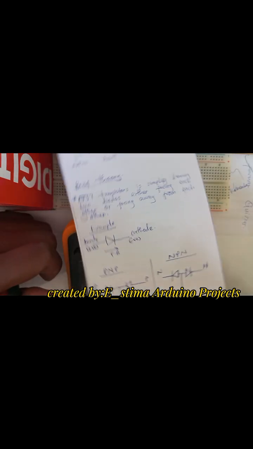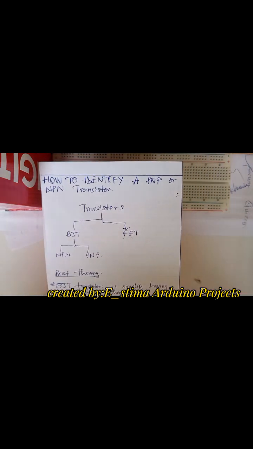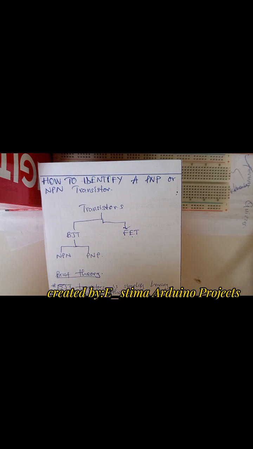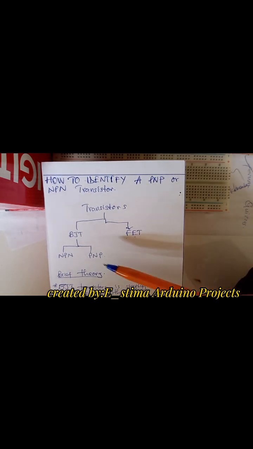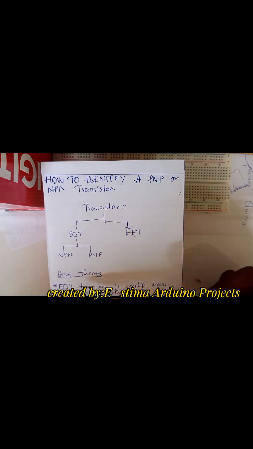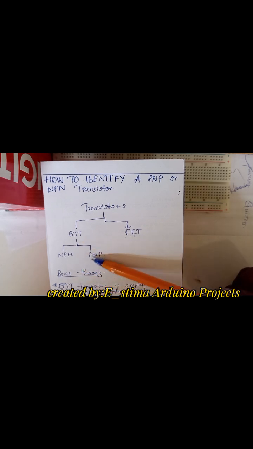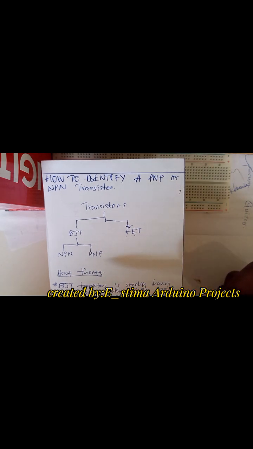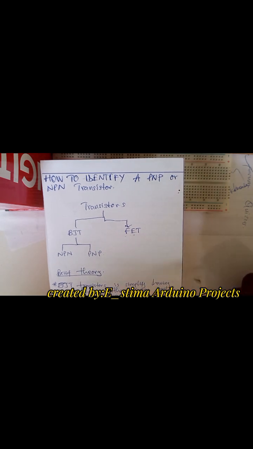So we are going to start with a brief theory on transistors. Transistors are broadly categorized into two. We have bipolar junction transistor and field effect transistor. Under bipolar junction transistor, they are also subdivided into two. We have NPN and PNP. N and P show the type of semiconductor connected to that particular terminal.